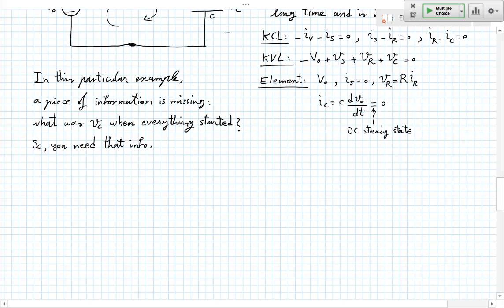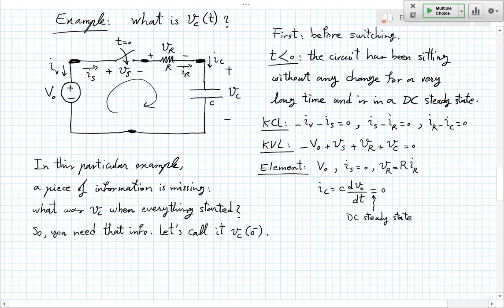Okay. So let's assume I've given you that value. Let's call it VC at 0 minus. Okay. So this is just an analysis of what was going on in the circuit up to that point. And in fact, the KVLs and KCLs were not really helpful in giving you what the charge of the capacitor was initially. That's something you had to know, like the bucket of water.